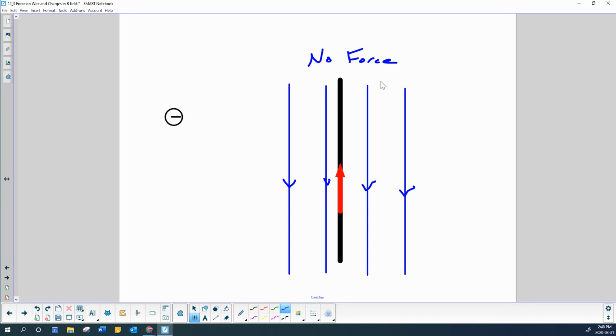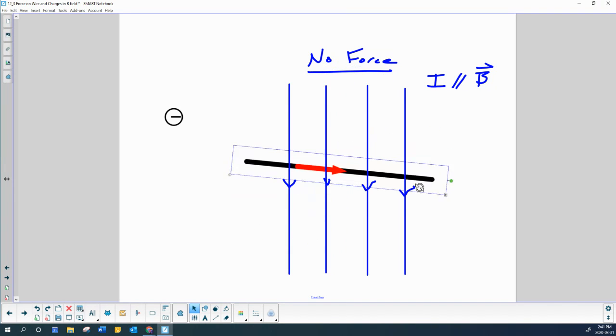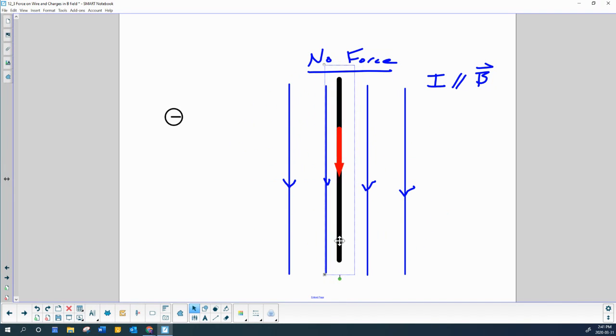And that's because we have a case where the movement of the charge is parallel to the magnetic field. And when that happens, there is no force on the wire. So that'll happen if I have the wire oriented this way carrying current. It'll happen if I take the wire and move it this way and run it down in the same direction as the magnetic field.